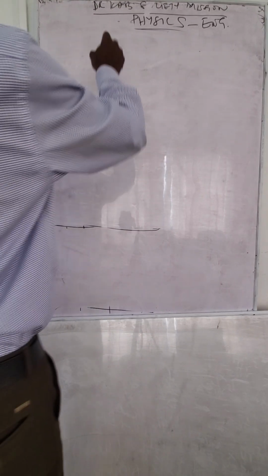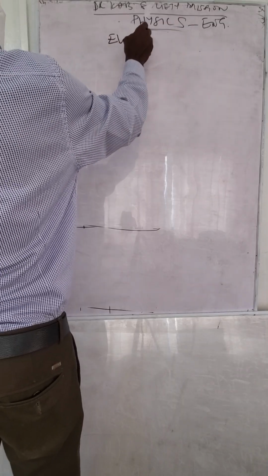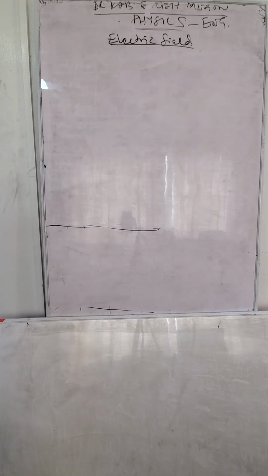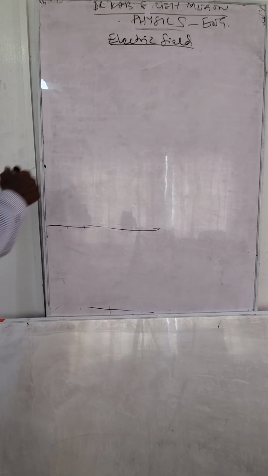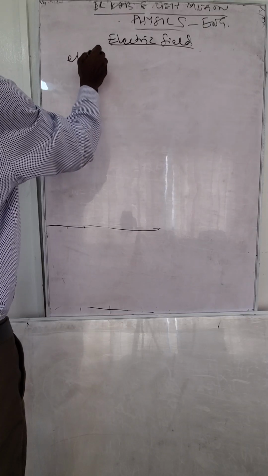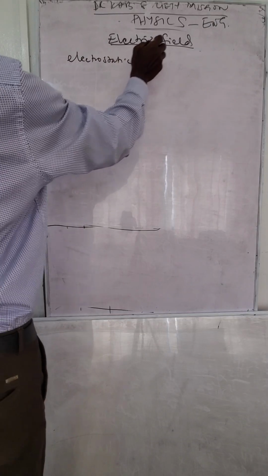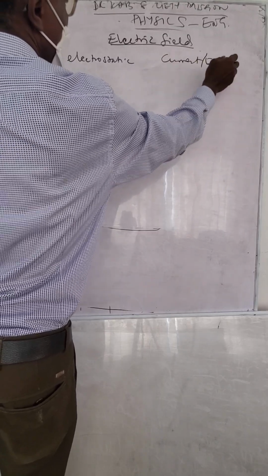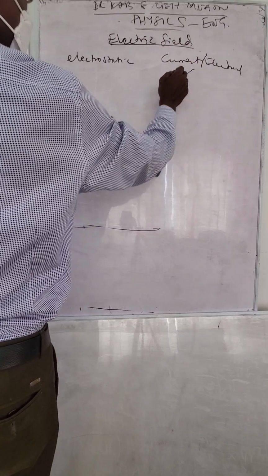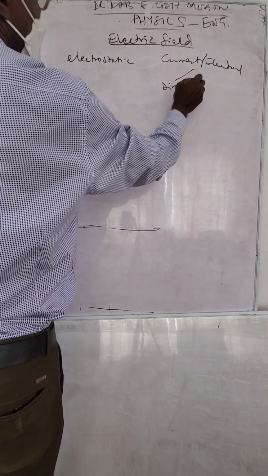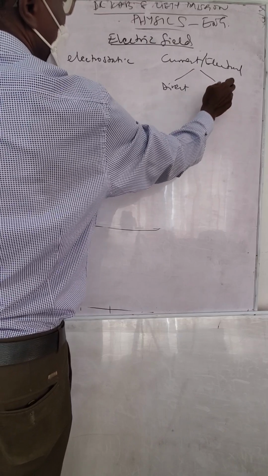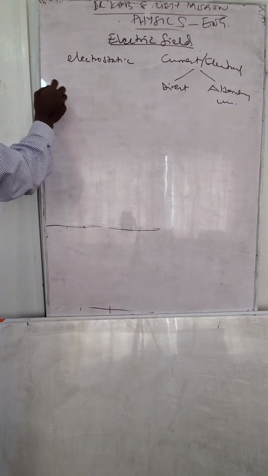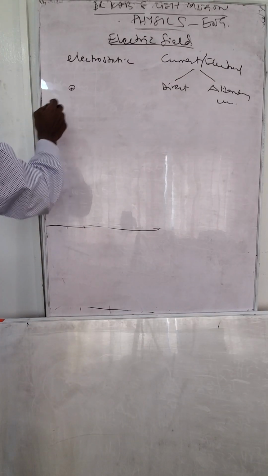Now let's look at the electric field, because we're looking at electrostatic force. Then we'll look at the current, electricity. Then we have direct and then we have alternating current. Okay. So electrostatic force, let's say we have this charge here, it's positive.